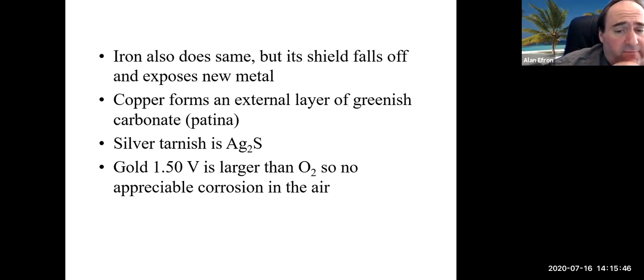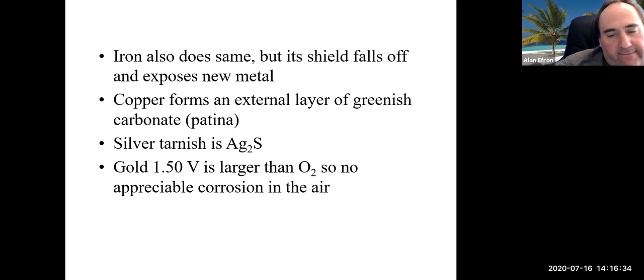Copper, on the other hand, does form a nice layer of that patina color that we typically associate with it, that greenish carbonate, which again is not necessarily a bad thing. Some people pay a lot of money to get things patinaed in that greenish color that comes about. Silver tarnishes, that's silver sulfide. As we have experienced in our last couple of qualitative analyses with sulfur, a lot of sulfur products are dark in color. So you have a lot of solids that are brown, black, those darker colors. Obviously, if you've seen tarnish on silver, it has that sort of color to it as well.